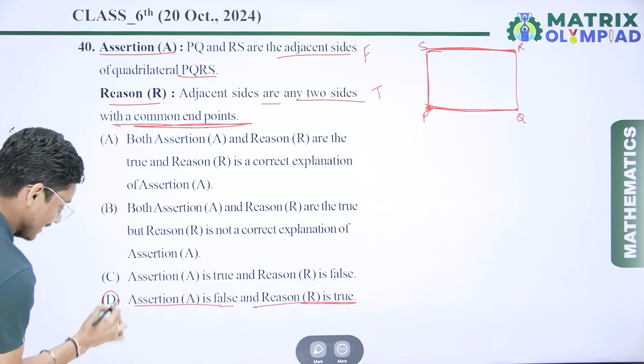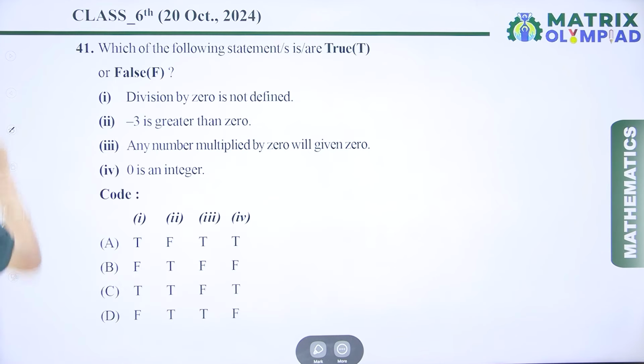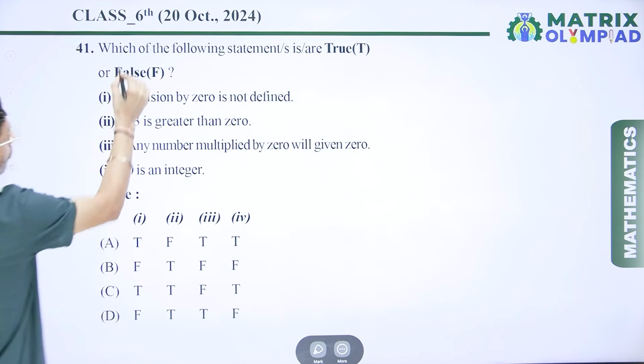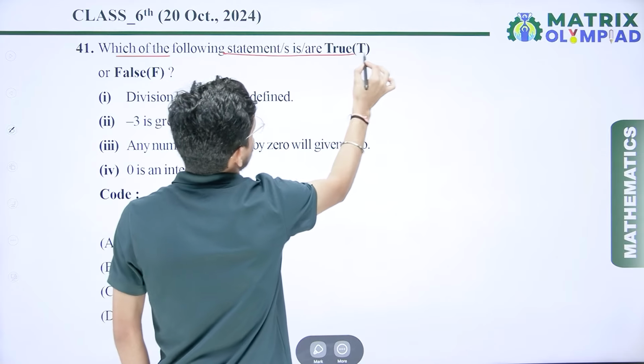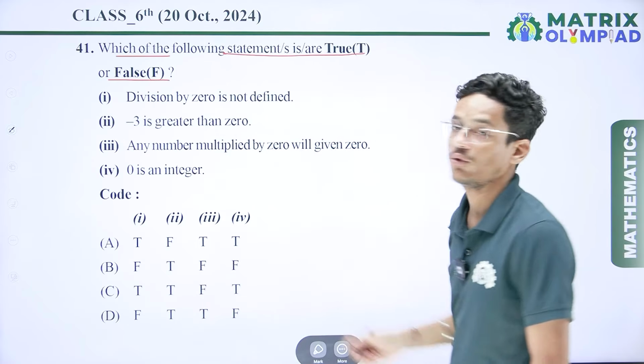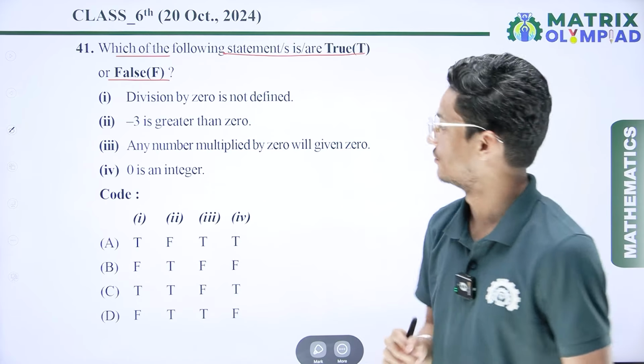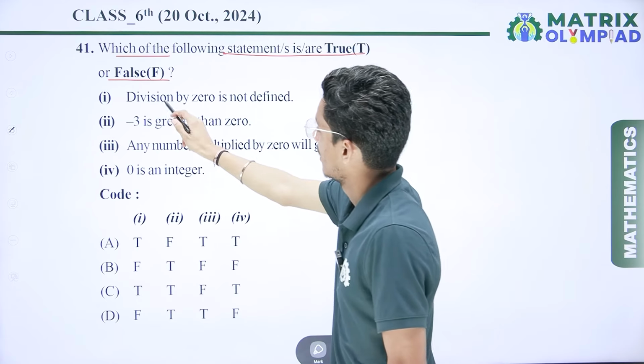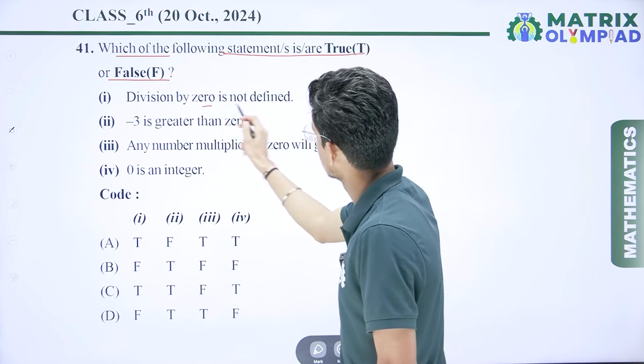So here option number D is the correct answer. Now if I talk about the next question, that is, which of the following statements are true or false. Here we have been given 4 statements and we have to find which one is true and which one is false. The first statement is: division by 0 is not defined.